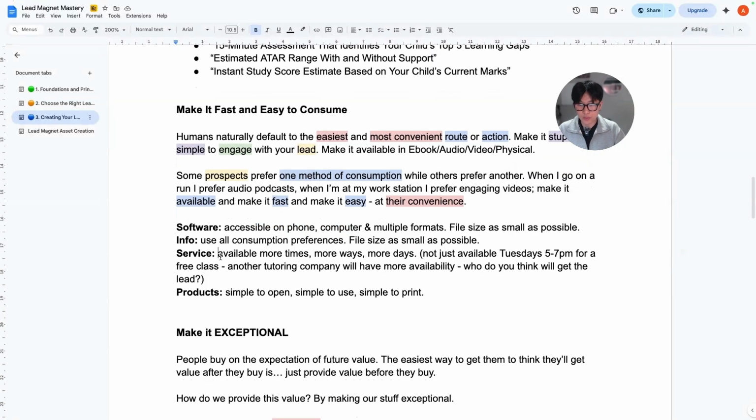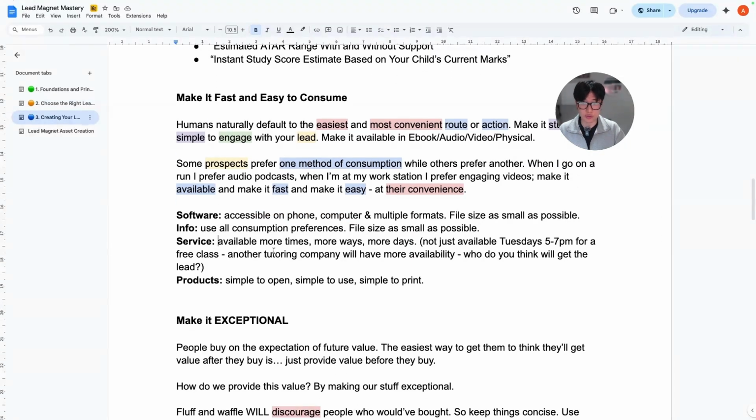For service, like free trials or free consultations, you want to make it available more times, in more ways, and on more days. So if it's an online call, you want to have a lot of availabilities, like at least 20 slots they can book in. You want to make it available by phone call, on Zoom, on Google Meet even.